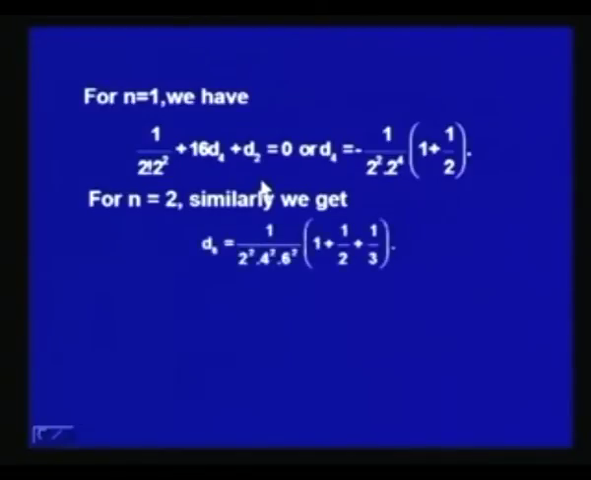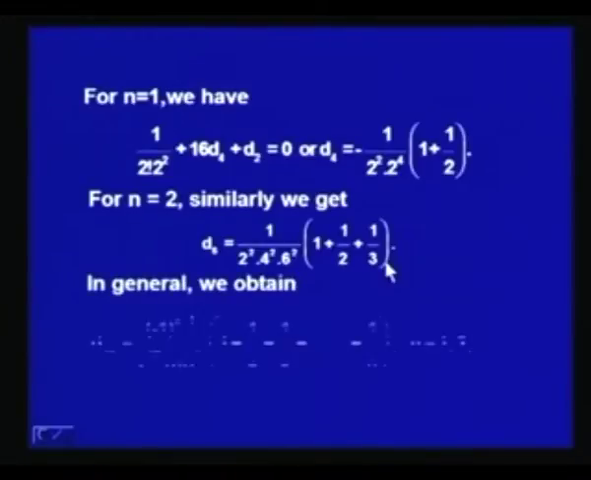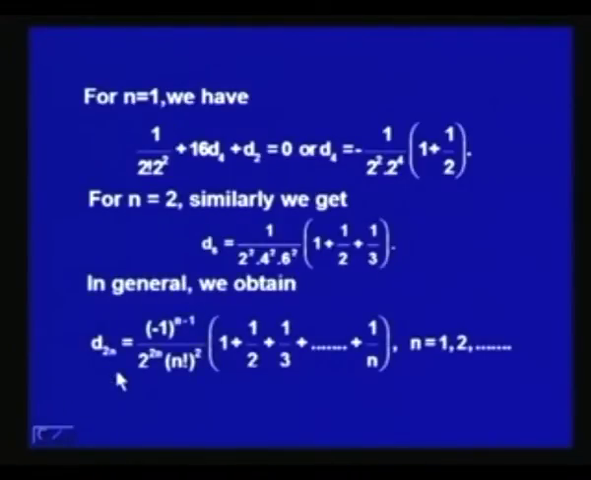And similarly for n equal to 2, we shall have d6 equal to 1 over 2 squared, 4 squared, 6 squared into 1 plus 1 by 2 plus 1 by 3. In general, we will have the value of d2n. d2n will be equal to minus 1 to the power n minus 1 over 2 to the power 2n into n factorial squared, 1 plus 1 by 2 plus 1 by 3 and so on plus 1 by n, where n takes values 1, 2, 3 and so on.